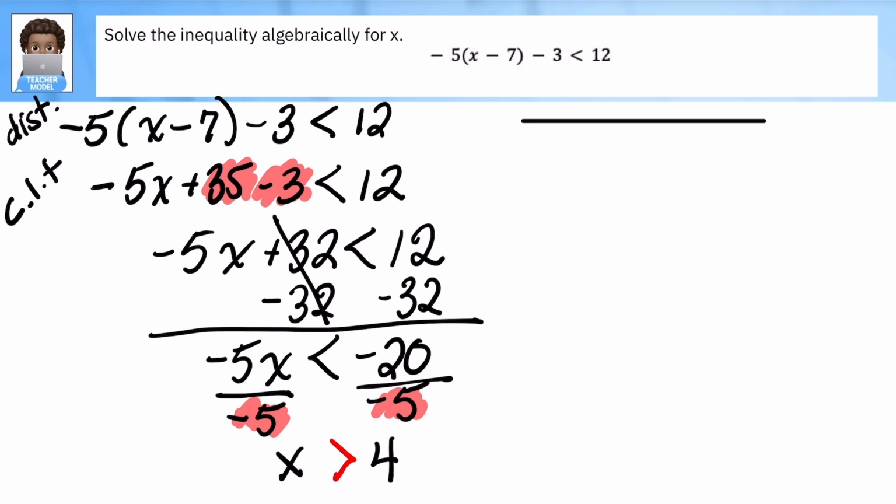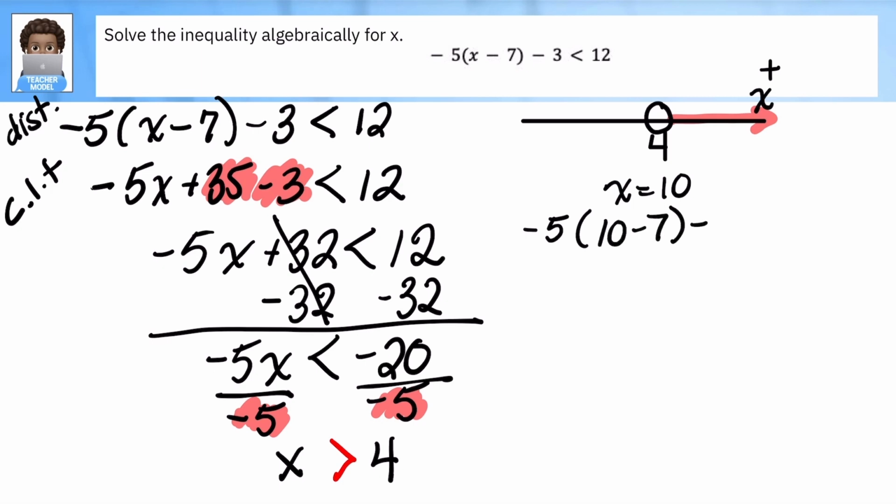Here's my line. Here's 4. And I want x to be all the numbers that are greater, so it has to be on the right side. I'm going to circle over here, and I'm going to highlight all the values on my number line that are greater than 4, everything to the right. We're going to substitute. I like to choose just an easy number, so I'm going to choose +10, because that is a number on the number line that is greater than 4. And I'm going to sub it into my original inequality. So -5 times 10 minus 7 minus 3 is less than 12. So again, my original, just exactly what we had. I'm not flipping the sign on this part.